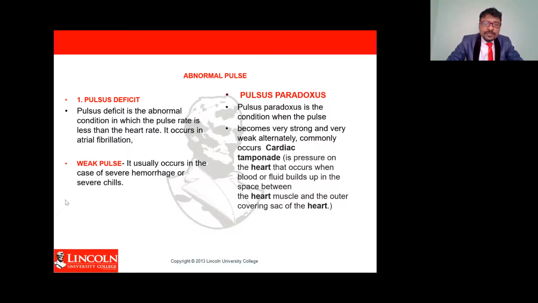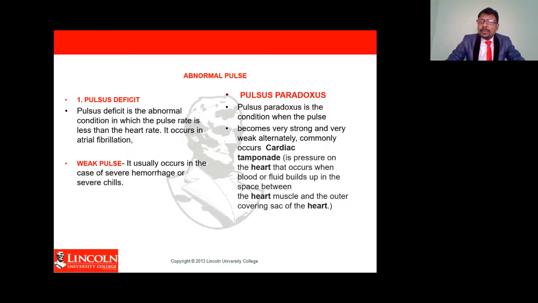And the next one is the weak pulse. Weak pulse means sometimes if you palpate here, you won't feel the pulse. These conditions may occur in case of hemorrhage. Hemorrhage means decreased blood volume. So because of heavy bleeding, or in case of severe chill, if the weather is so severe, if they're stuck in freezing countries, at that time they may get a weak pulse. Sometimes you won't feel the pulses.